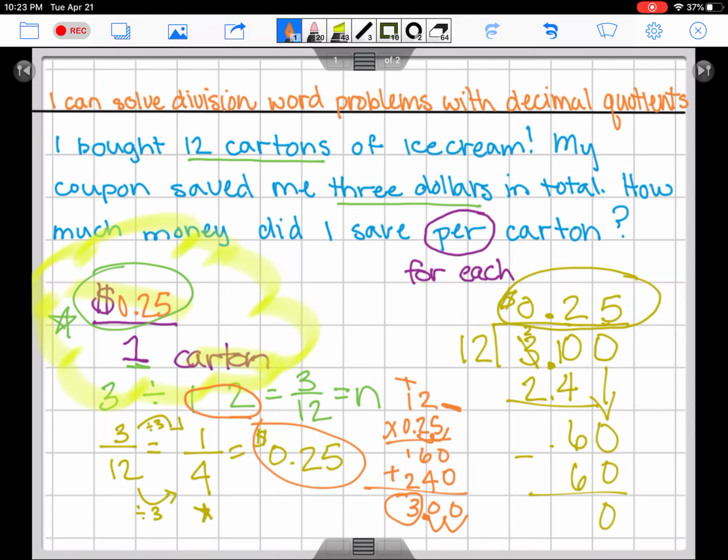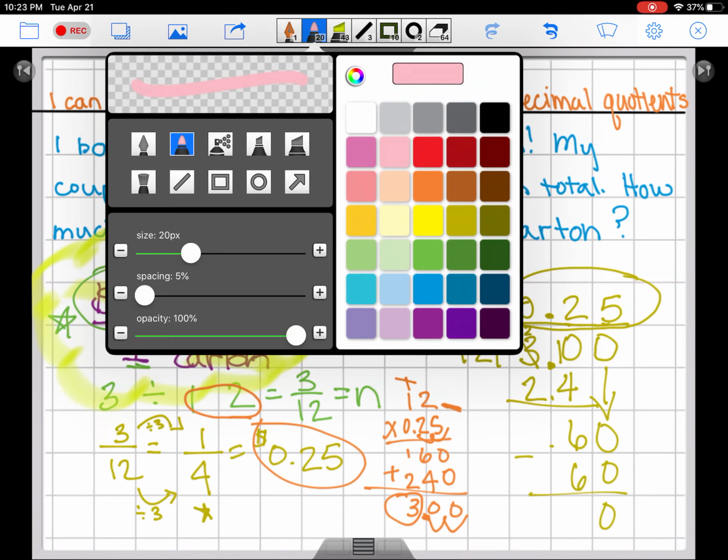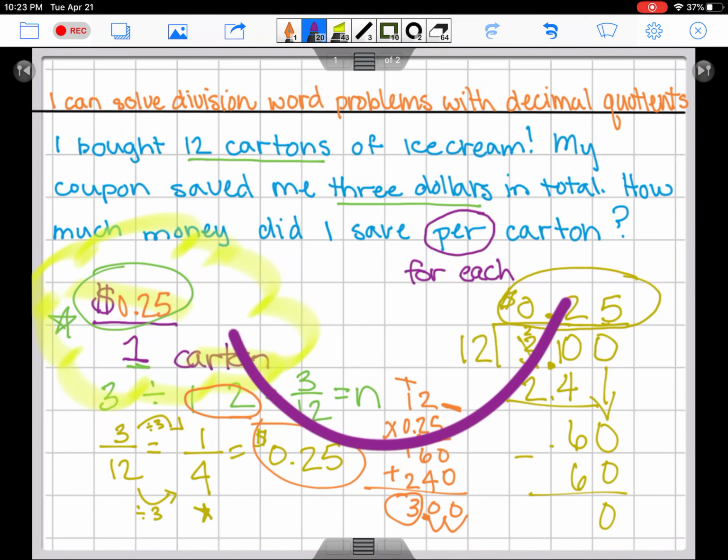Beautiful work, team members. This is just one way to look at breaking down a word problem. You'll have a few word problems to practice. Go forth and conquer.